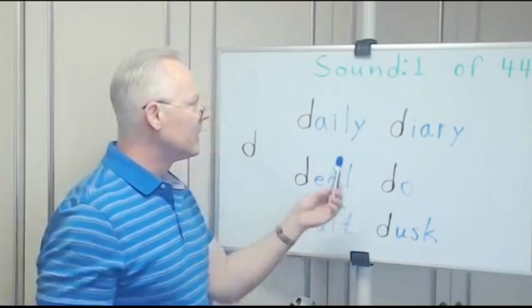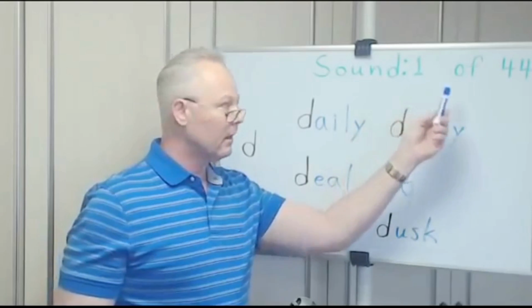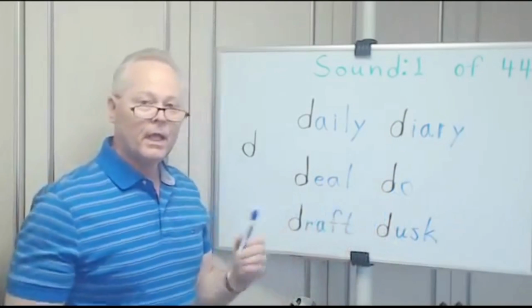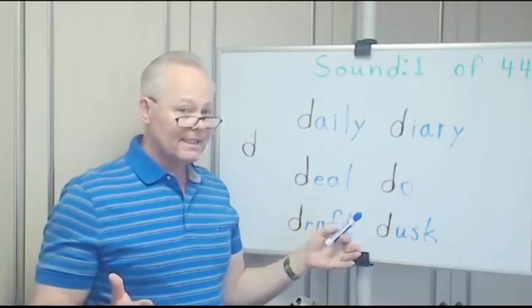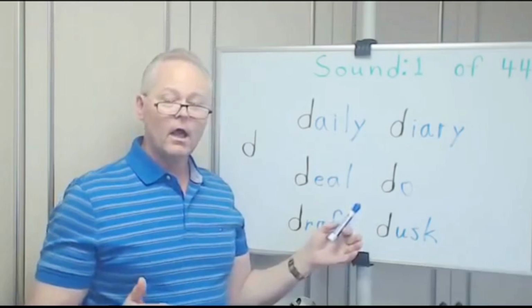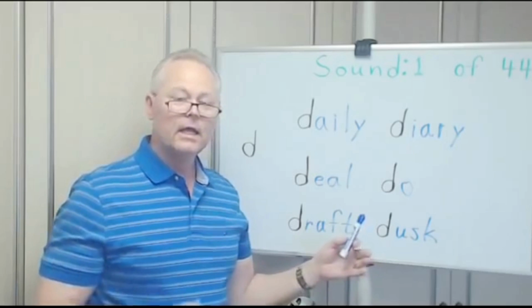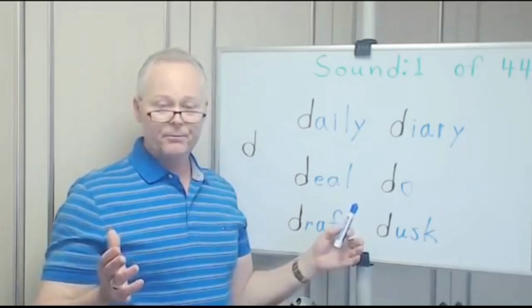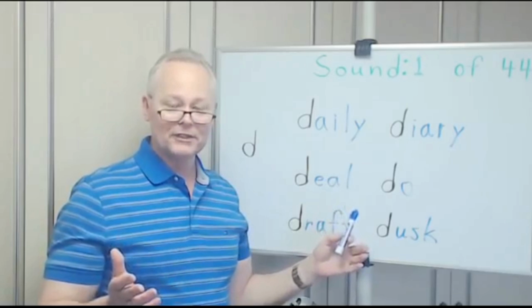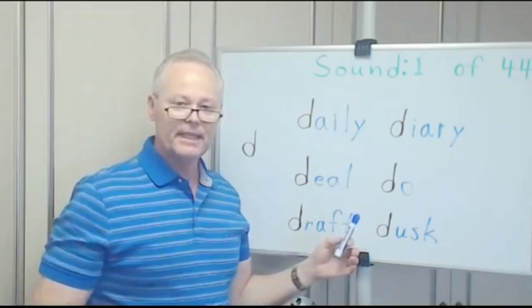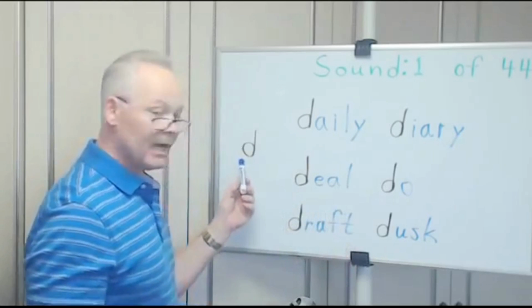Okay? So this is sound number 1 of 44. Now, the first 24 sounds we're going to look at are based on consonants. The last 20 are going to be vowels. Okay? So let's begin here with our first sound.